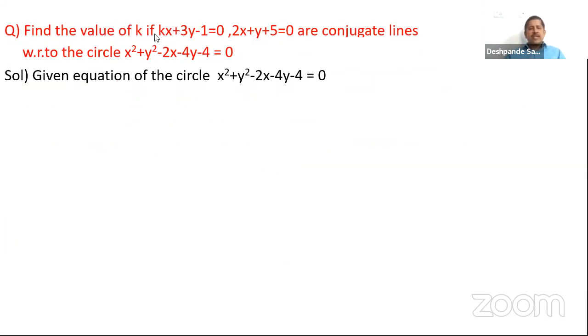Find the value of k if kx plus 3y minus 1 equals 0 and 2x plus y plus 5 equals 0 are conjugate lines with respect to the circle x square plus y square minus 2x minus 4y minus 4 equals 0. So what can you do? You can take the previous statement as it is and prove the result.